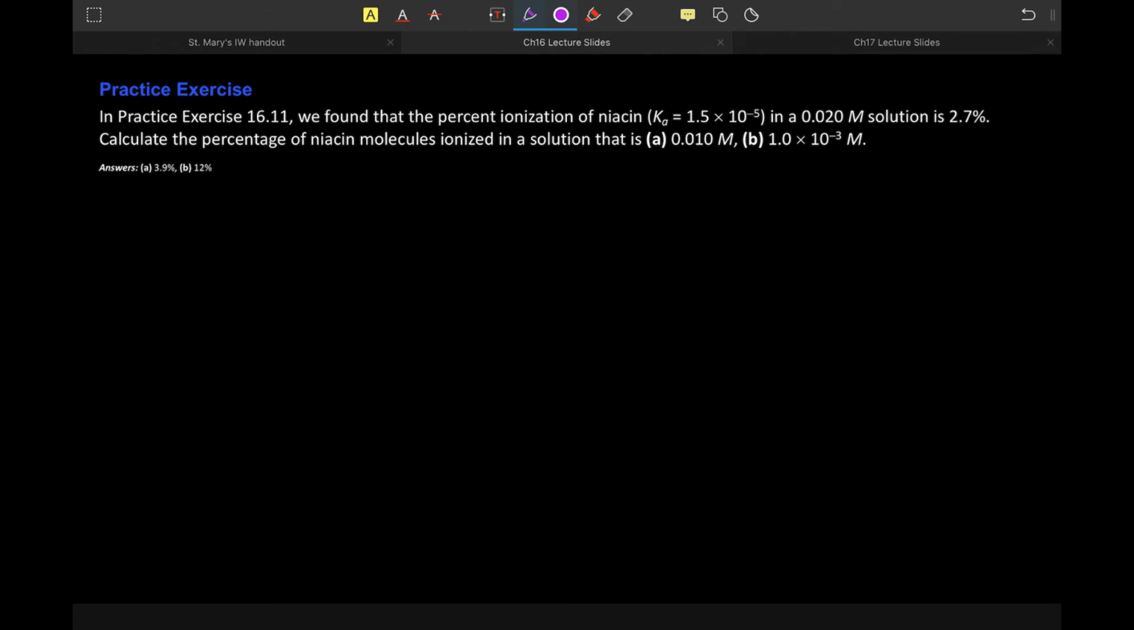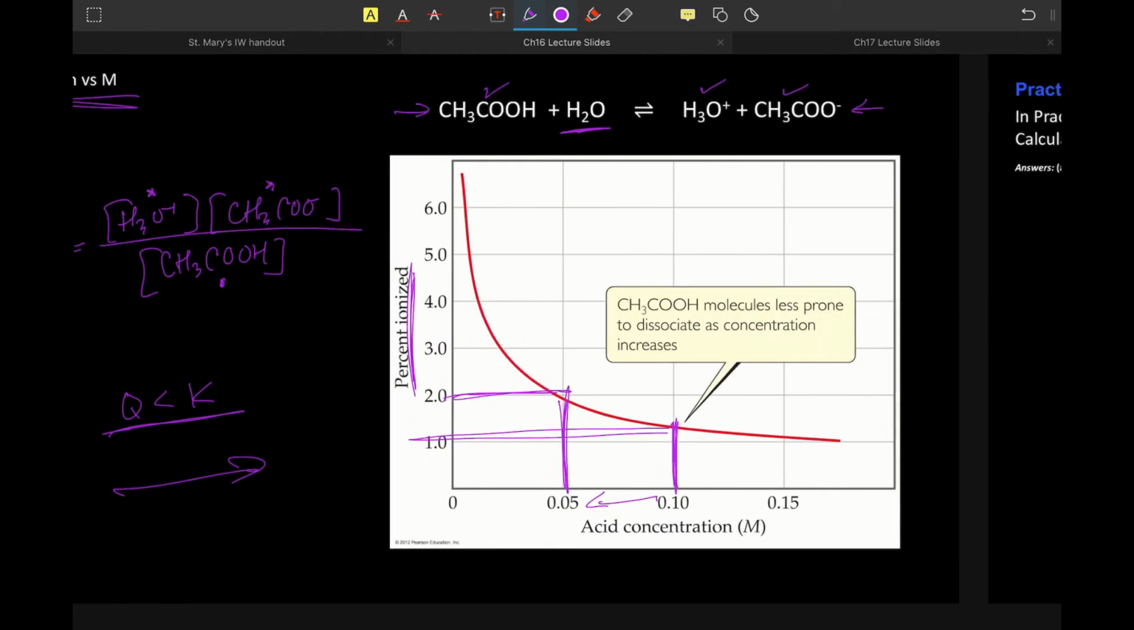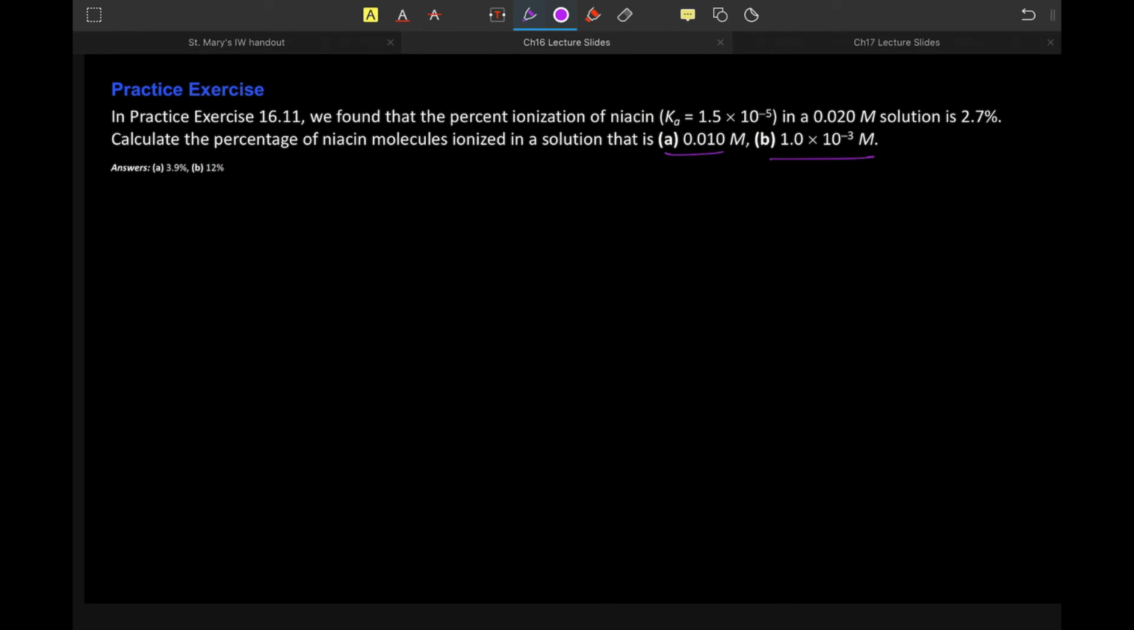All right, quick practice exercise. So in 16.11, we found the percent ionization of niacin. Calculate the percentage of niacin molecules ionized in a solution that is that and that. So really that's the same math that we did before, and then the percent ionization. So I'm just going to assume you can solve these, and obviously it's going to follow this trend.